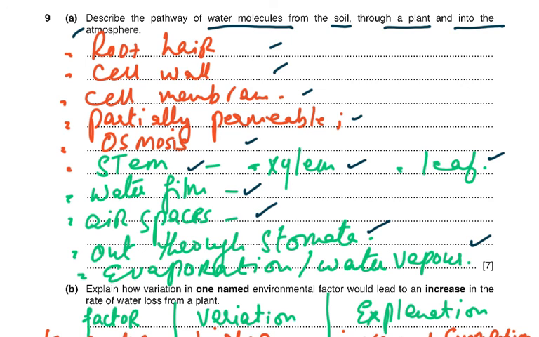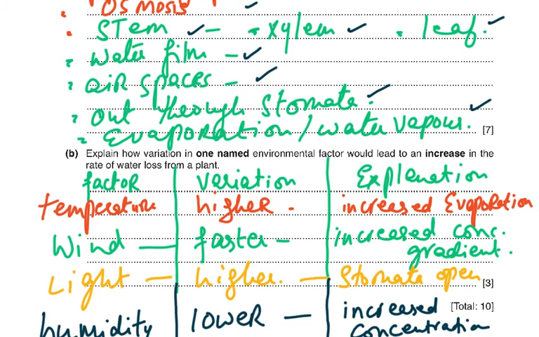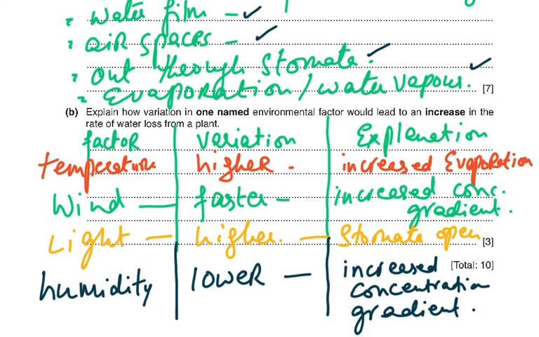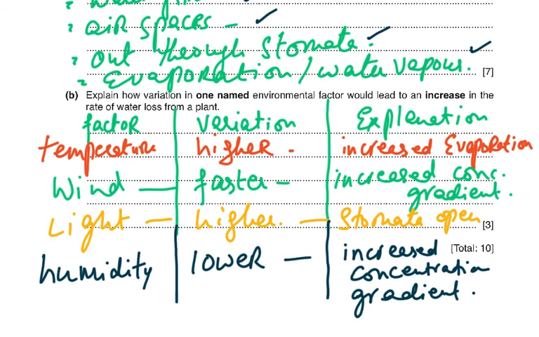Like if you said the water molecule from the soil enters the root hair, passing through the cell wall and the cell membrane, which is partially permeable, well, that will get you your 4 marks in one sentence. So please do not think that we mark your papers by sentences. Then coming to the second part, or the B part, explain how variation in one named environmental factor would lead to an increase in the rate of water loss from a plant.